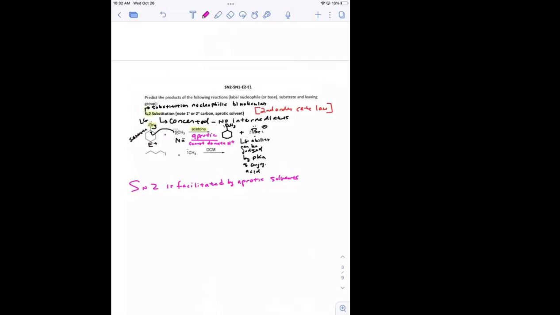All right, now let's talk about what the transition state looks like for SN2. And from that, we can talk about the rate law, and we can go back and talk about the solvent also. The key to the SN2 reaction is how the nucleophile attacks the electrophile. In an SN2, the nucleophile always attacks from the opposite side of the leaving group.